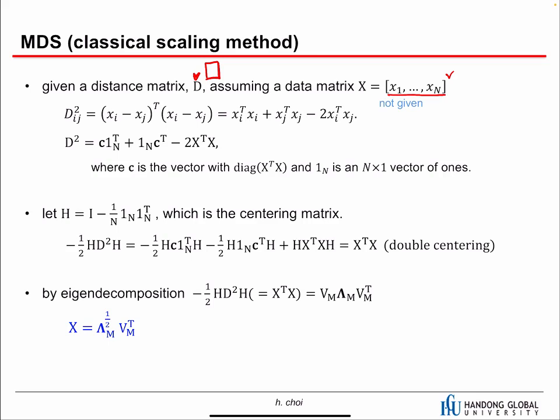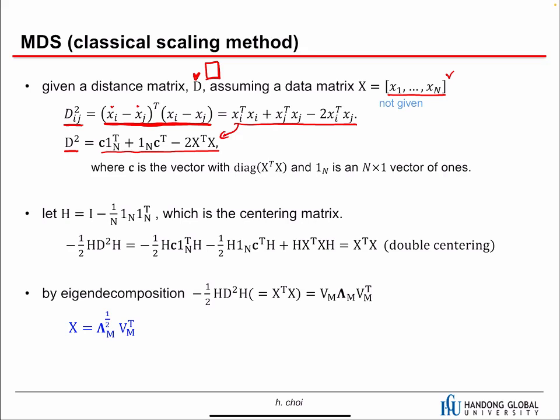As I said, we're going to talk about the basic classical scaling method. In this method, the distance is Euclidean distance. Even though we don't have these points, we know this distance can be calculated in this way. And this squared distance can be represented by these equations. This equation comes simply from this one.